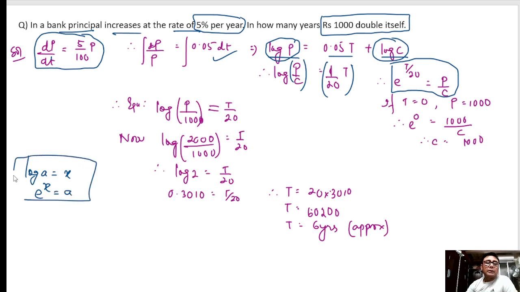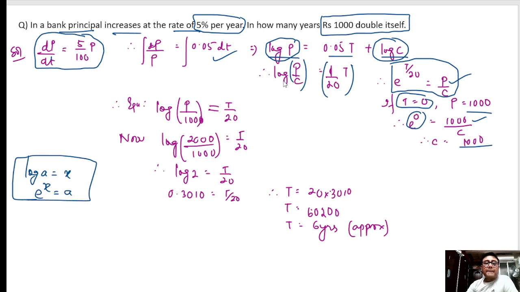This is the format. So using this, they are telling the principal was 1000, and the initial time is 0. So we can write e to the power 0 is 1000 by c. So we get c as 1000. Now from here, what do we get? Please watch here.